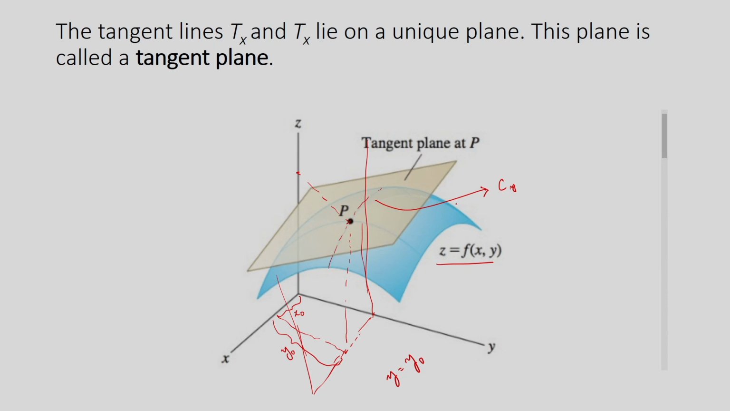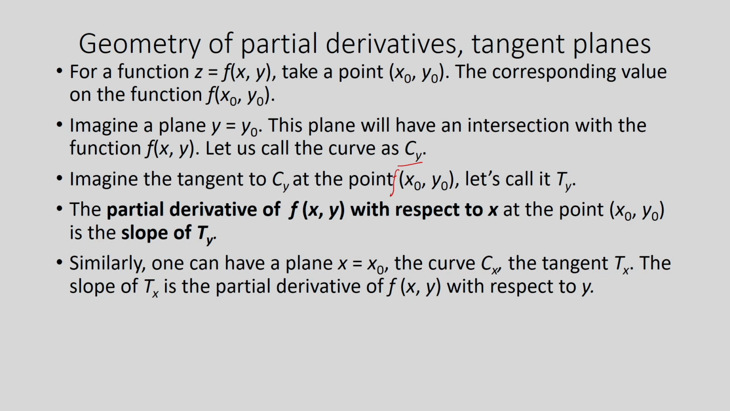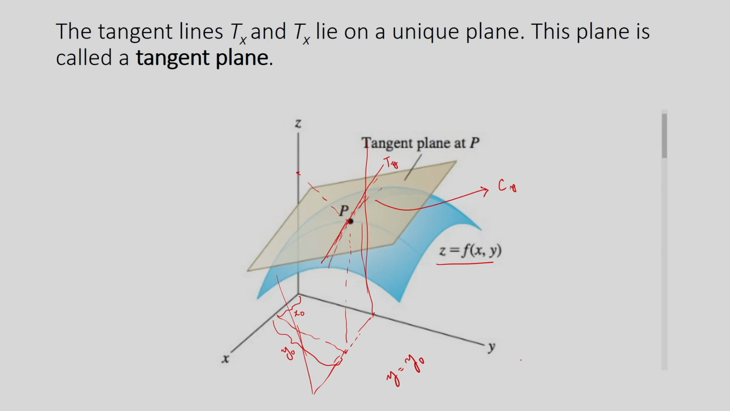Okay. So, you have this curve C y, and imagine the tangent. There will be a tangent to this curve at point P, and this tangent let us call T y. The partial derivative of f of x y with respect to x at the point x 0 y 0 is the slope of T y. So, you have got this line T y, the slope of this T y is the partial derivative. So, this is f x evaluated at x 0 y 0.